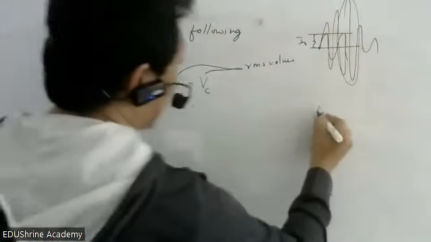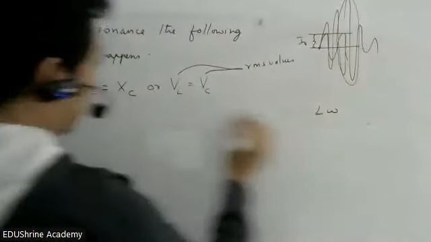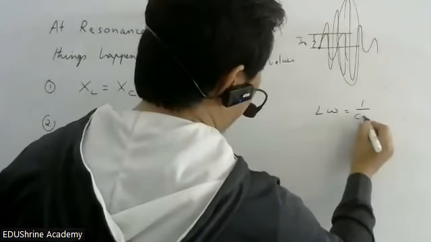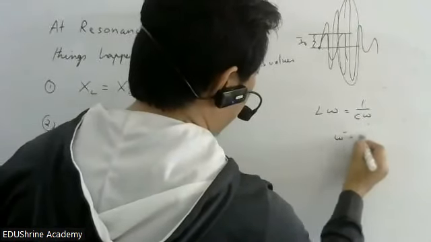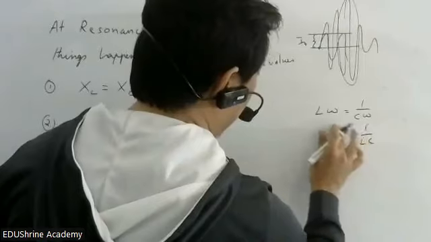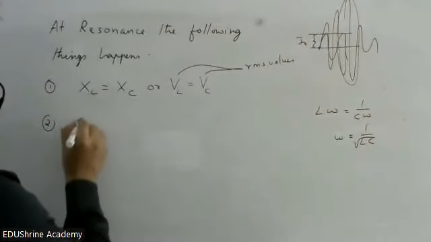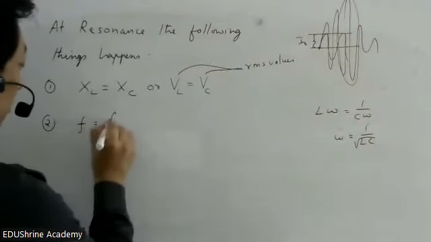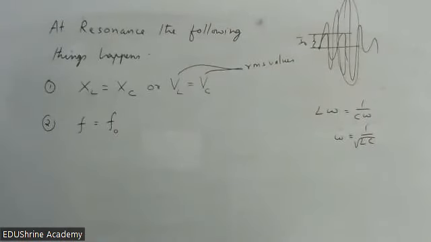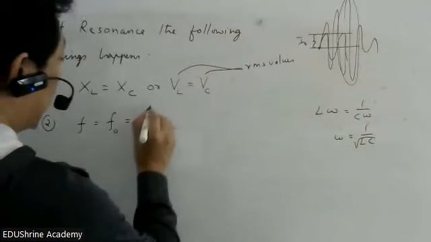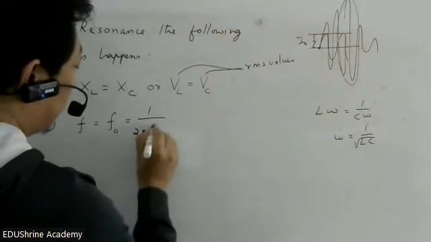XL is L omega. XC is 1 by C omega. So if you cross multiply, omega square will be 1 by LC. So omega will be 1 by root over LC. So the frequency will be equal to the natural frequency, which is equal to 1 by 2 pi root over LC.